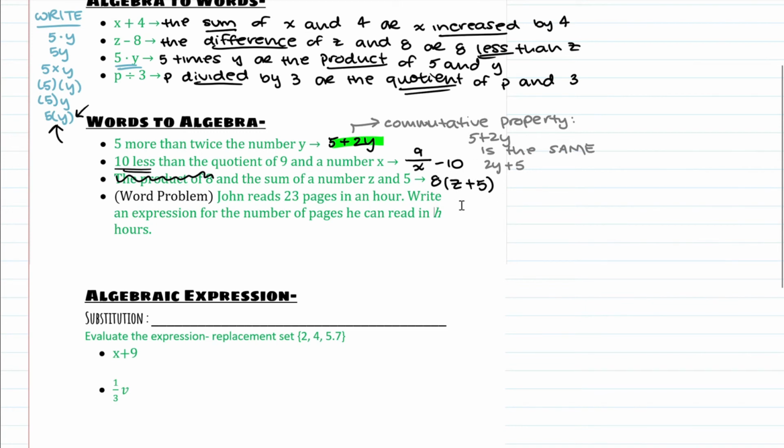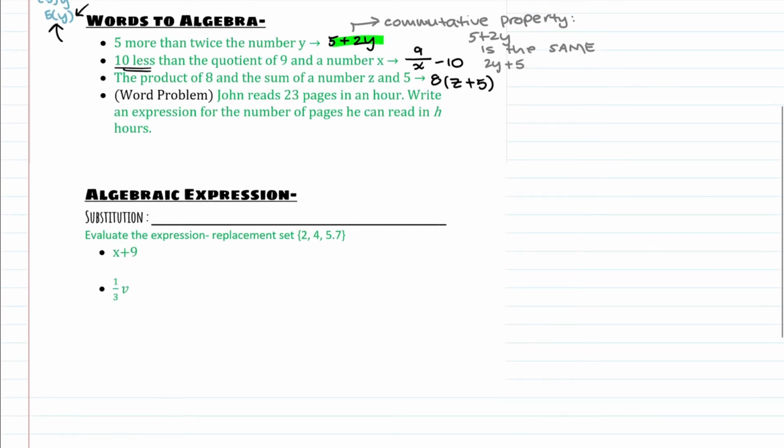So it is being multiplied to both z and 5. Now, let's look at a word problem type problem. Okay, so we're going to write this in algebra terms. John reads 23 pages in an hour. Write an expression for the number of pages he can read in h hours.